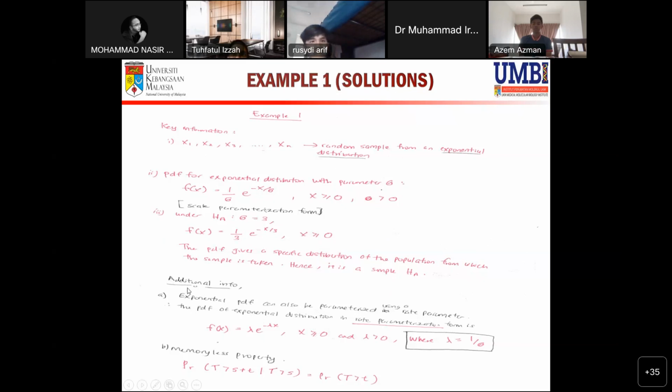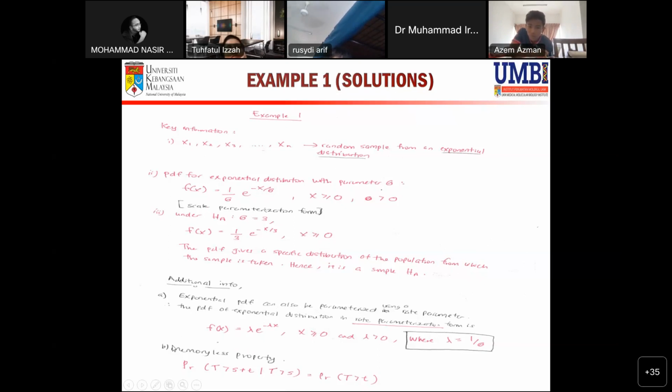As additional info, you can also specify the exponential density function in the rate parameterization form, where lambda is equivalent to 1 over theta. Because of this relationship, you can put a lambda there. Again, the range that can be taken by lambda is the same as for theta. Usually I work with this form, but based on the mark scheme, I work with the scale parameterization form and not the rate parameterization form.